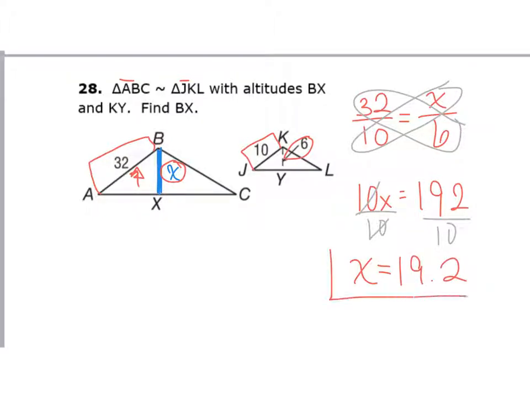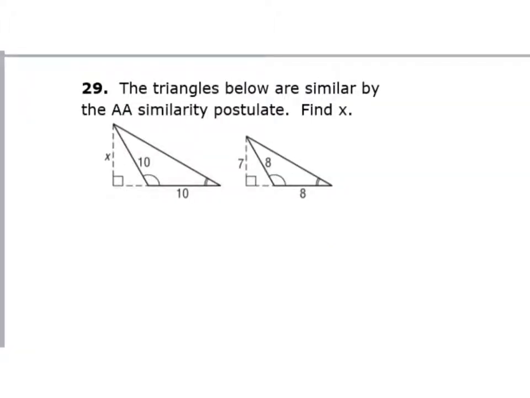X equals 19.2. All right, we're almost done. Three more. Number 29. The triangles below are similar by the angle-angle similarity postulate. Find x. So again, we're similar just like before. So I can compare this altitude x to this altitude 7.